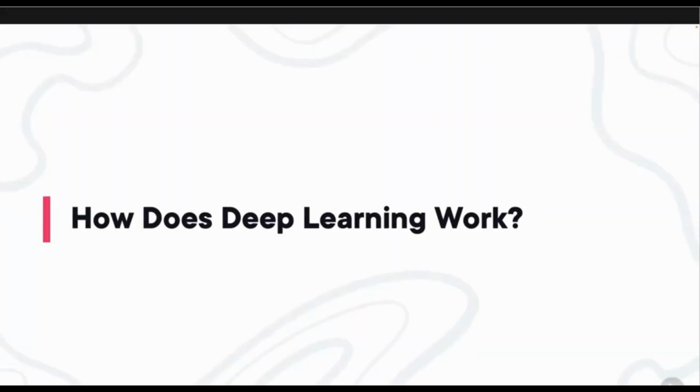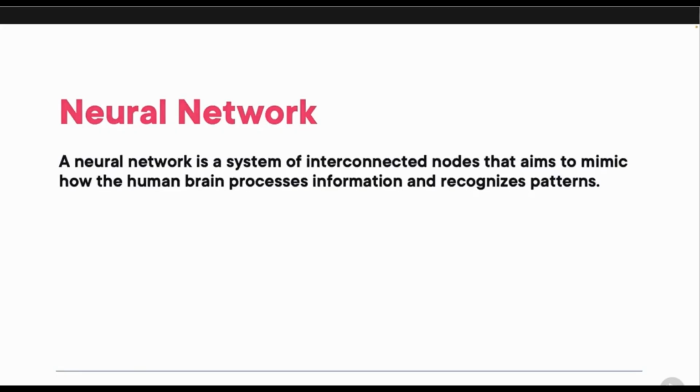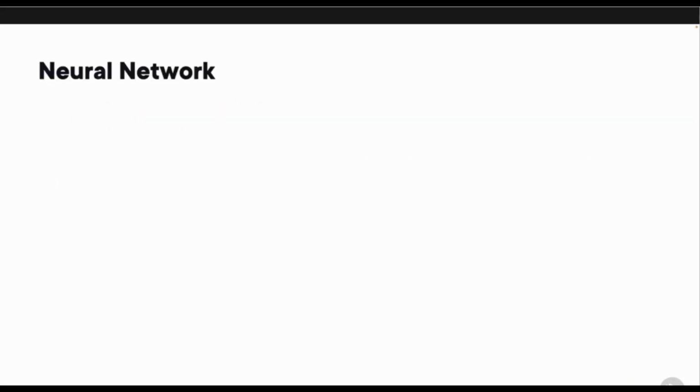We've seen what deep learning is, but how exactly does it work though? If you want to know how deep learning works, the first term you need to familiarize yourself with is neural network. Now, what is a neural network? A neural network is a system of interconnected nodes that aims to mimic how the human brain processes information and recognizes patterns. When we go through the design and working of a neural network, you'll quickly see why that is an accurate, if simple, description.